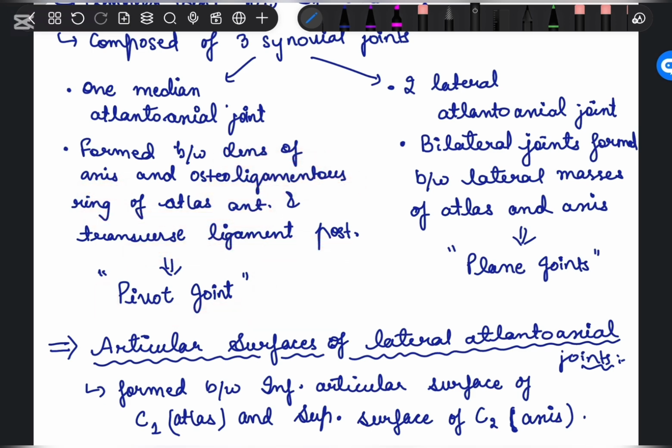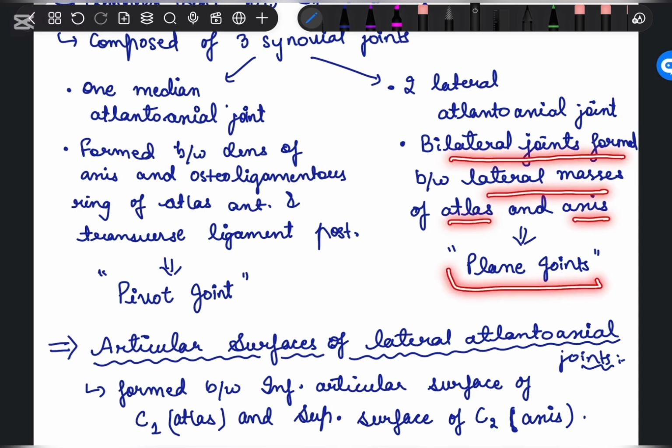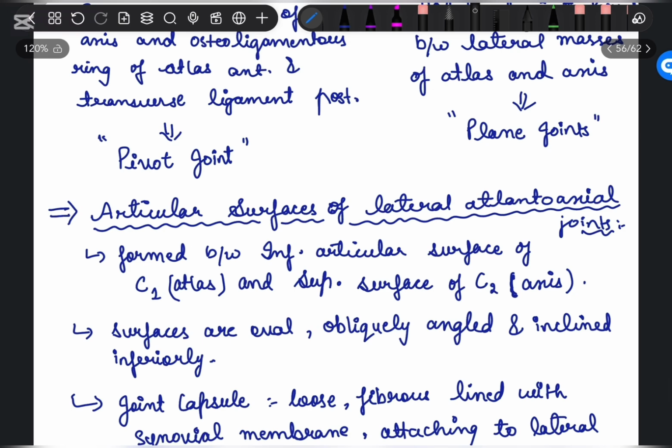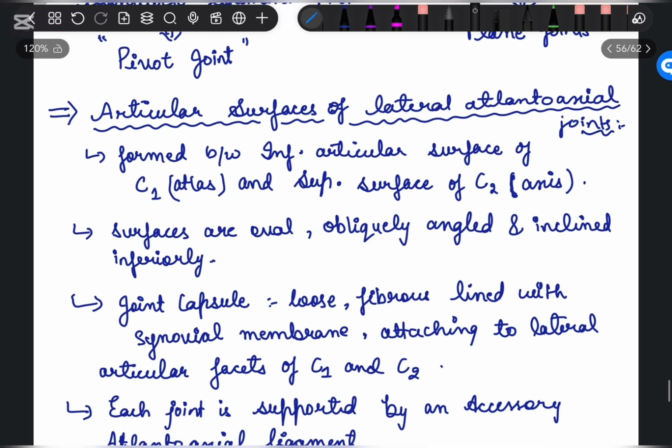The second, the lateral atlanto-axial joint, is a bilateral joint formed between the lateral masses of the atlas and axis, which is a kind of plane joint. The articular surfaces of the lateral atlanto-axial joints, as they are formed between the inferior articular surface of the atlas and the superior surface of the axis, are oval, obliquely angled, and inclined inferiorly.